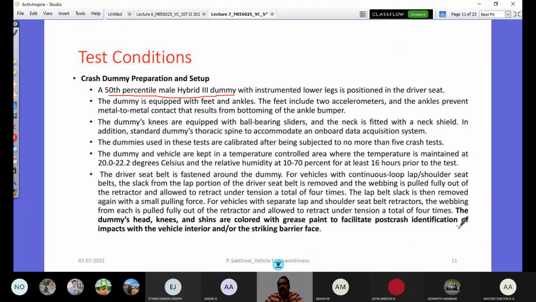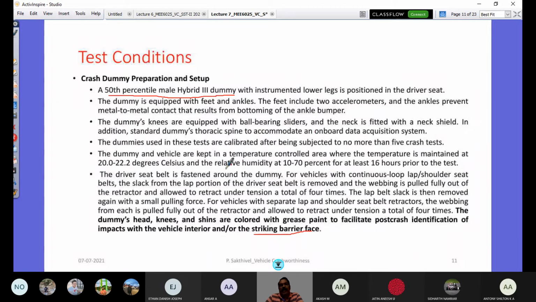Importantly, the dummy's head, knees, and shins are colored with grease paint to facilitate post-crash identification of impact with the vehicle interior and/or the striking barrier face. Since this is a side impact, the striking barrier face will come and hit. Otherwise, the dummy preparation is the same.